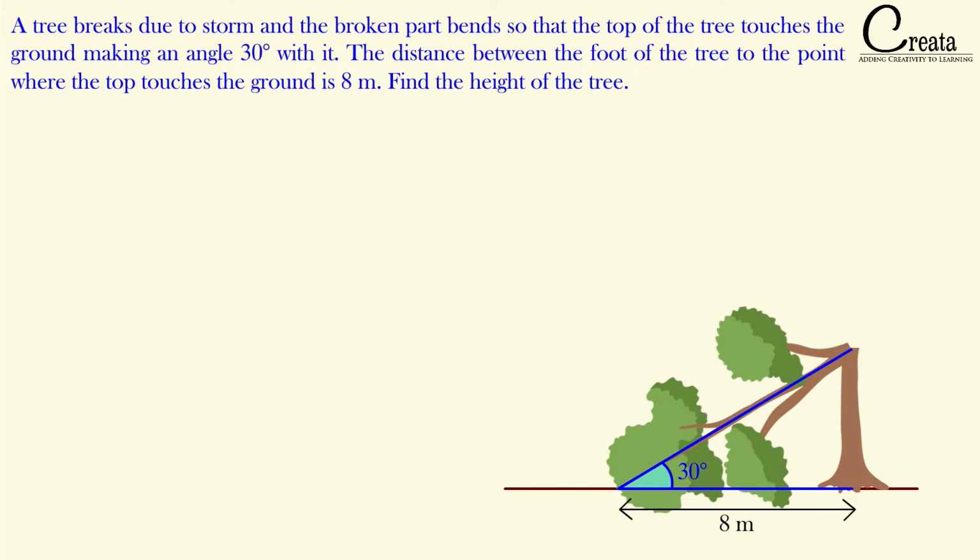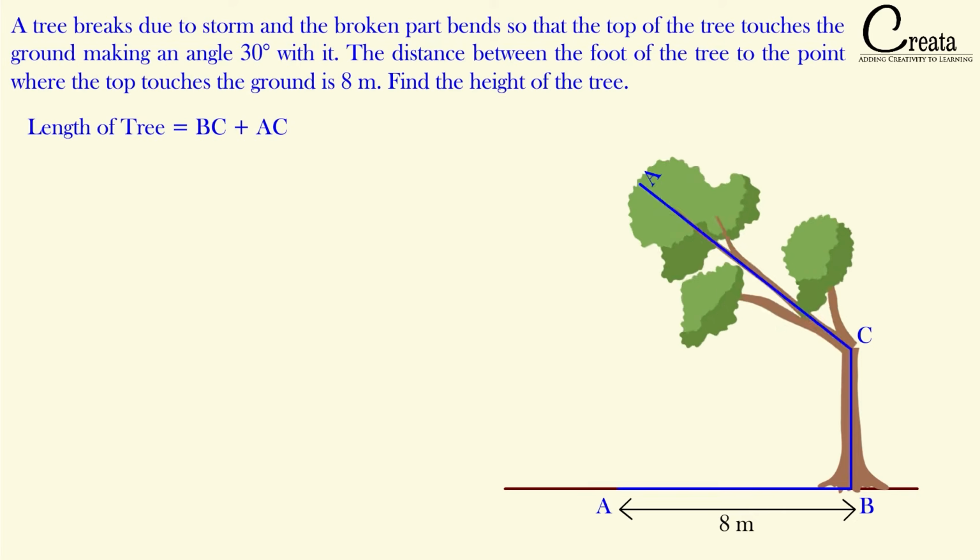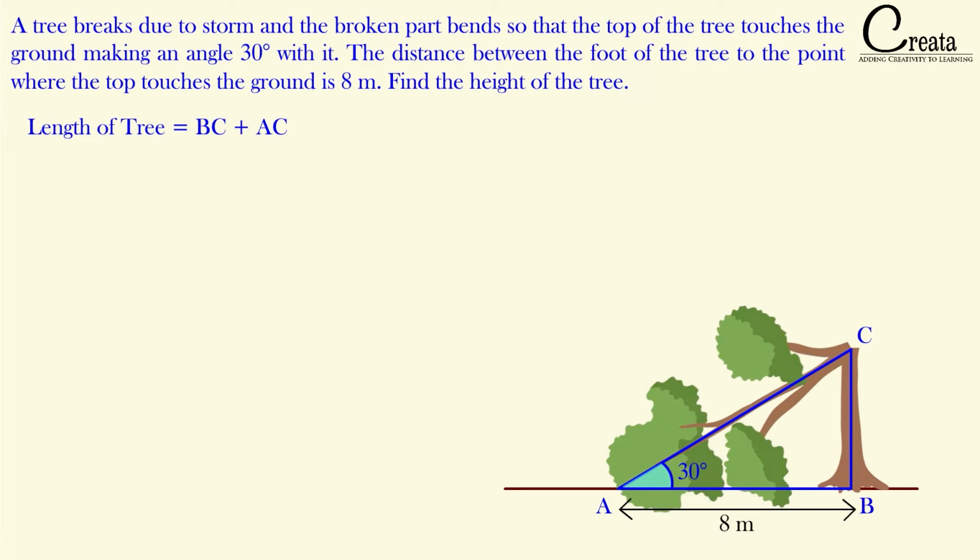Firstly, let's mark the point as A, B and C. Here the length of the tree is the distance BC and the distance AC. If we take the standing tree, the complete length of the tree is basically AB. And due to the storm, the top portion or one portion of the tree has been fallen down, which is AC. So the complete length of tree that we have to calculate is BC plus AC. So basically, this question is asking us to calculate the distance BC and the distance AC. So this is the complete scenario which is given in the question and what the question framer is asking.